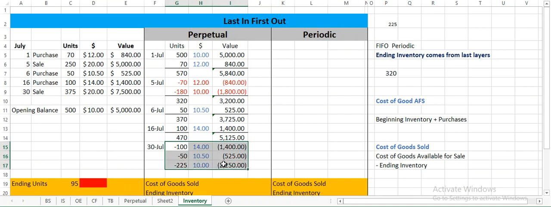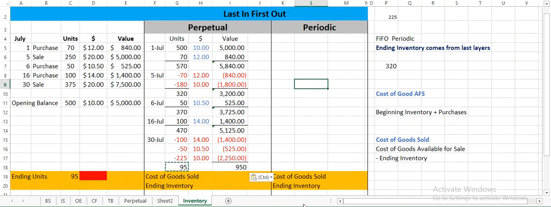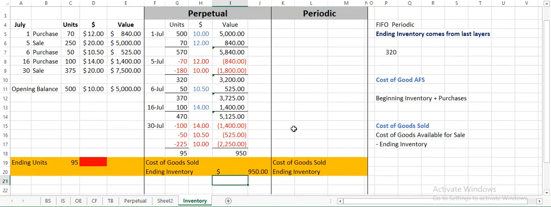Okay, highlight these again, and calculate equals, and you should remember, just like with FIFO, this should actually total back to our 95. Perfect. And then this is going to give us a balance of $950 is what we have left on the periodic method. Okay, so our inventory at the time is going to be equal to $950.